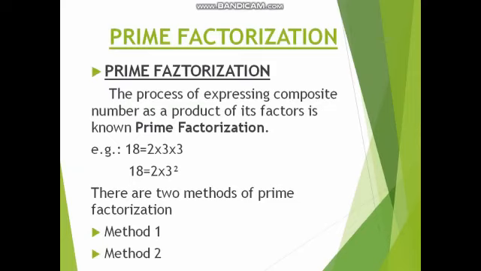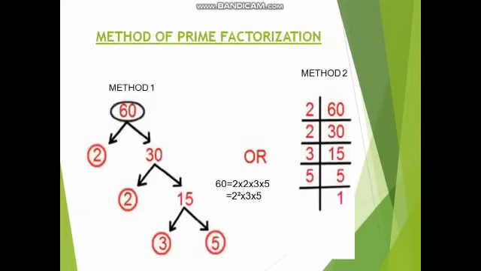There are two methods of prime factorization, method 1 and method 2. Method 1 means that you divide the number by one number multiple times, and after getting a number that is not divisible by that number any more, you start dividing by the next number. For example, here is an example given: 60. 60 will be divided by 2, the least number that can divide that specific number.